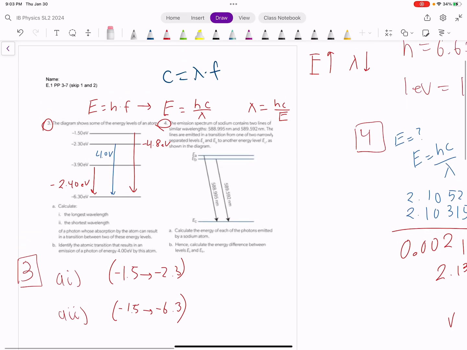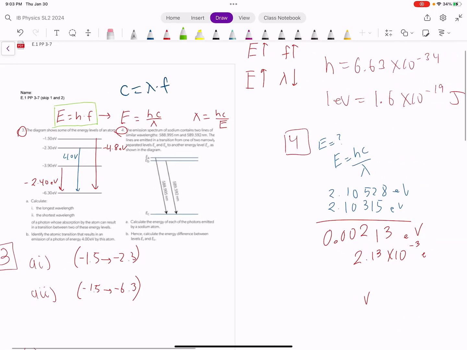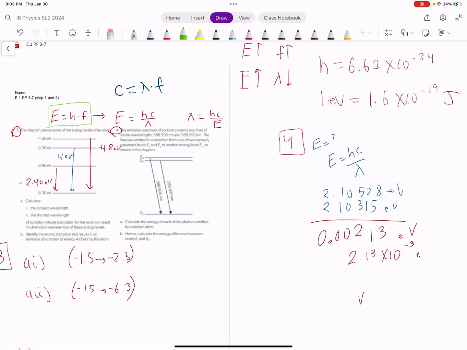Okay, so the first equation that we're given in our data booklet is here. This is actually the only equation in this section, but we can change this equation to E equals hc over lambda. H is Planck's constant. I wrote Planck's constant over here on the side here. H is equal to 6.63 times 10 to the negative 34. Then we would multiply by the speed of light divided by lambda.